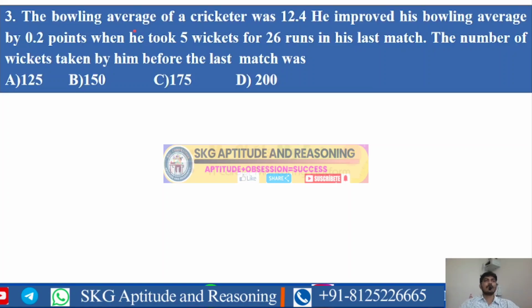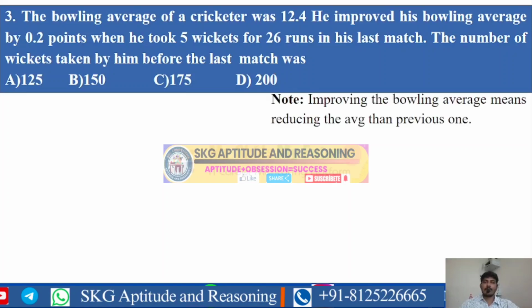What is given in the question: the bowling average of a cricketer was 12.4. He improved his bowling average by 0.2 points when he took 5 wickets for 26 runs in the last match. The number of wickets taken by him before the last match was? So now we are taking the number of observations as the number of wickets and the average as 12.4.